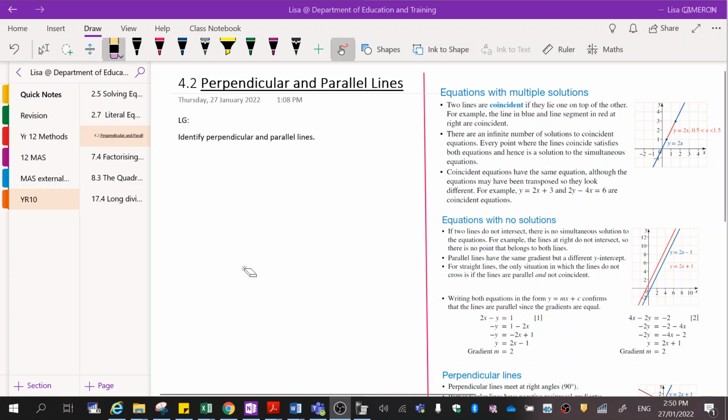Okay, so today we're going to be starting off with an absolutely fantastic topic. We're going to be talking about perpendicular and parallel lines. Now, this is something that actually becomes quite important in Year 12 because in Year 12 we study a topic called vectors. When we start looking at vectors, we start thinking about how things move in three-dimensional space.